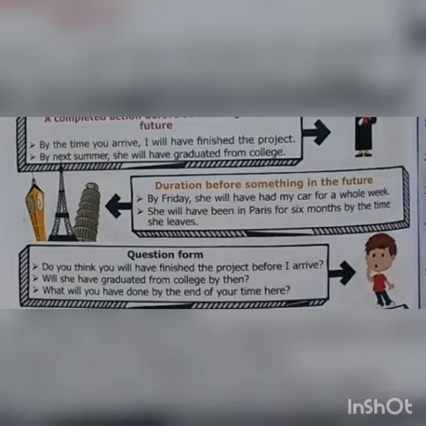What will you have done by the end of your time here? In negative statements, we use future perfect tense. By this time tomorrow, she will not have had enough time to finish the essay. By 2020, I will not have completed my PhD.